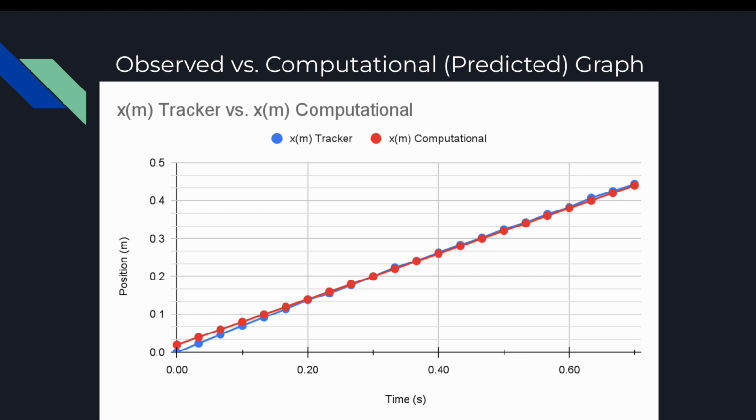Looking at the comparison of the graphs, we can actually see that they are quite similar. As you see, the tracker is in blue, and the computational is in red. They both have an upward trend, and they start at different positions, but then as you see throughout the graph, they get more and more similar, to be quite a similar graph.